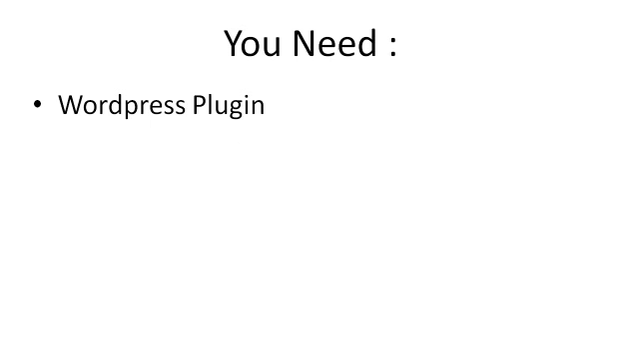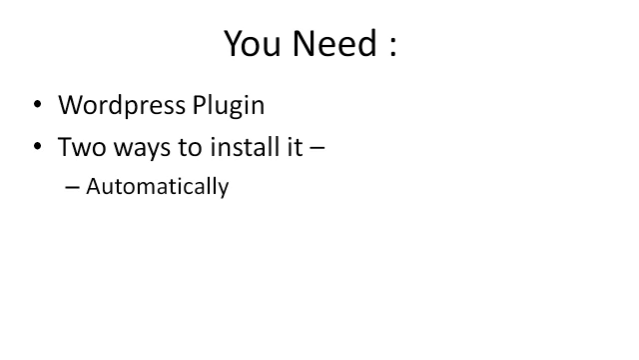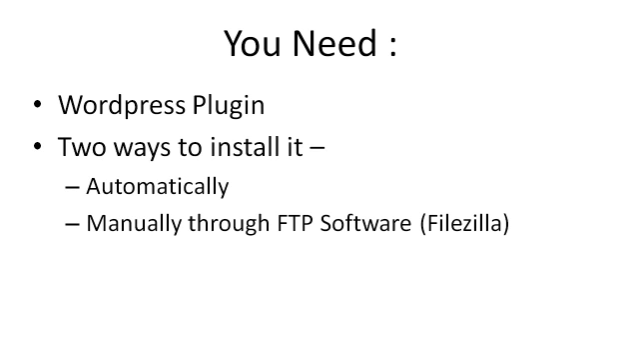In this specific video, you're going to learn how to install plugins onto your WordPress site. In order to get started, you're going to need the following. You're going to need to have the plugin, and to install it, there are two ways to go about doing this. You can either install it automatically through the WordPress dashboard, or you can install it manually through FTP software. I'm going to show you both ways in case you need to know.